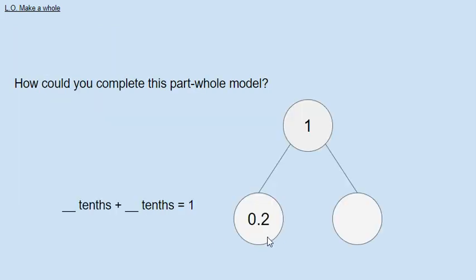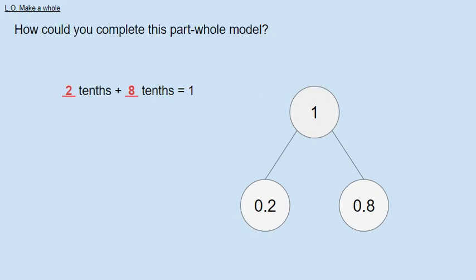This is the part whole model. How many tenths would you need to make that part whole model there? So you've got 0.2, you've got 2 tenths. How many would you need to make one whole? Can you say that sentence there? It's going to change over. Pretty sure you would have got that one right.